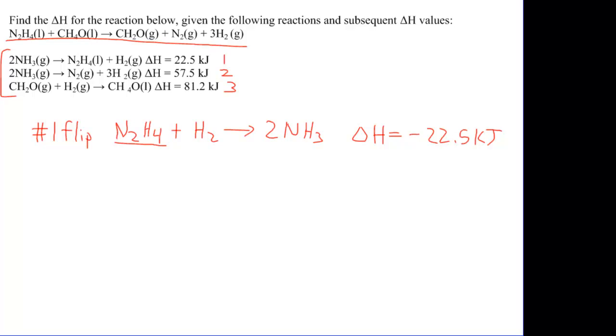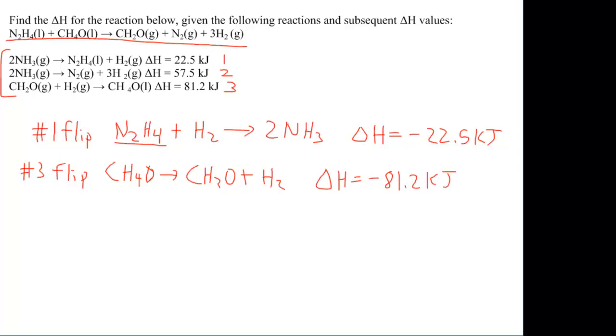The next thing I have is CH4O as a reactant. I find CH4O in number 3. Once again, I want to flip this. CH4O reacts to form CH2O plus H2. This is also flipped, so this also becomes negative 81.2 kilojoules. That gives me the second reactant.